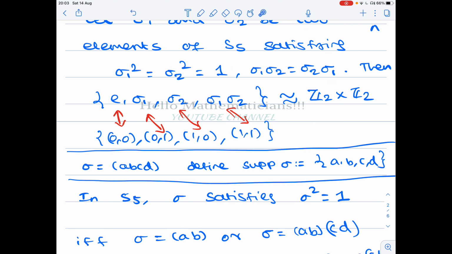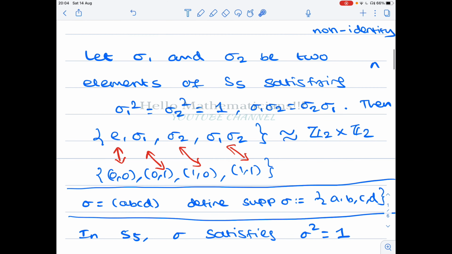Then you form this set: e, sigma 1, sigma 2, sigma 1 sigma 2. One can prove that these four elements form a subgroup and this subgroup will be isomorphic to Z2 cross Z2, and the isomorphism is given by e going to (0,0) and the other elements are mapped this way.